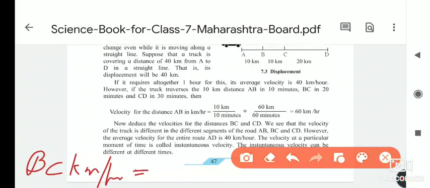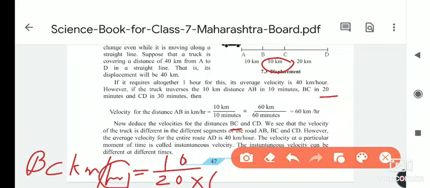Now from B to C, how much distance had he covered? That is 10 km, and how much time was taken? 20. So here divide it by 20. Okay, now we are converting into hours. 20 minutes, if we have to convert this 20 minutes into hours, then we have to divide by 60, and to make it 60, how much do we have to take? 3 times 20 is 60.